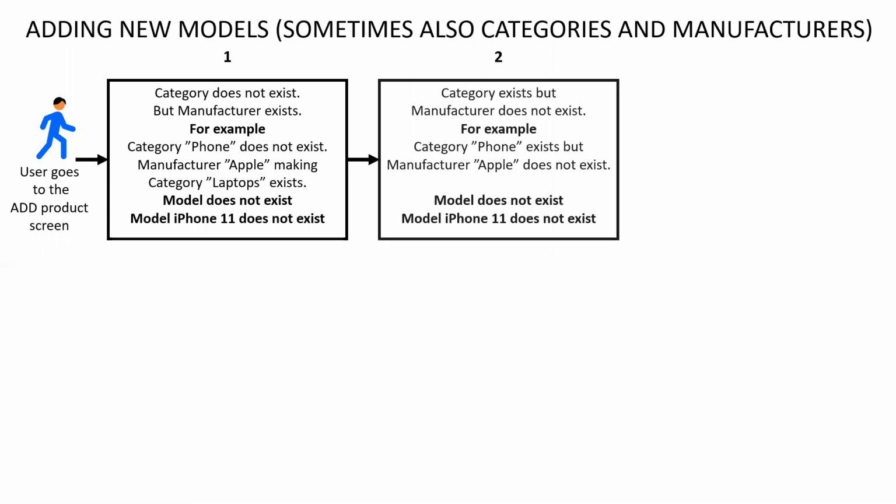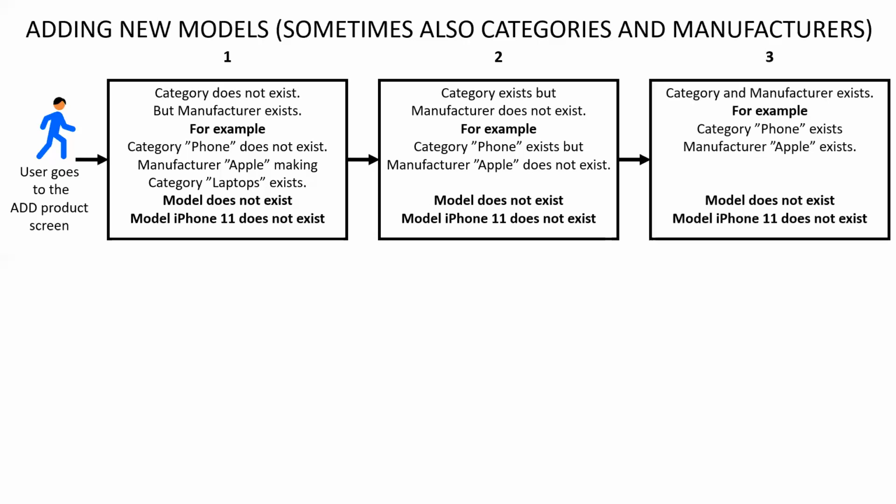Let's look at the second use case where the category exists, but the manufacturer does not exist. For example, the category phone exists, but the manufacturer Apple does not exist. Even in this case, the model iPhone 11, which we want to create virtual ownership for, does not exist. Now, let's look at the third case where the category and manufacturer exist. So category phone exists, manufacturer Apple exists, but the model iPhone 11 does not exist.